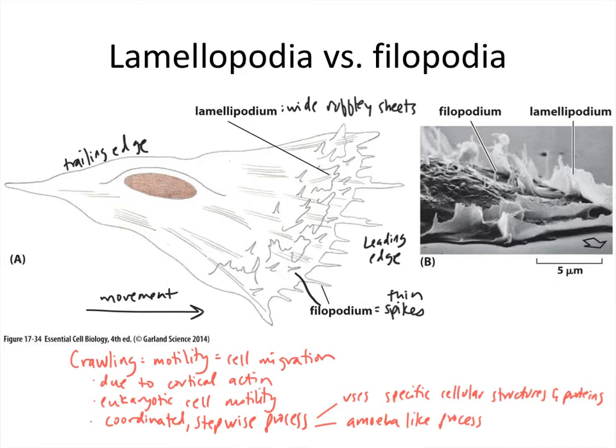Okay, let's talk about what kind of process this is. We call this crawling. It's also known as motility or cell migration. Those terms are all used interchangeably. These are due to the actions of cortical actin, and this is a type of eukaryotic cell motility. This is a coordinated stepwise process, and it uses very specific cellular structures and proteins.